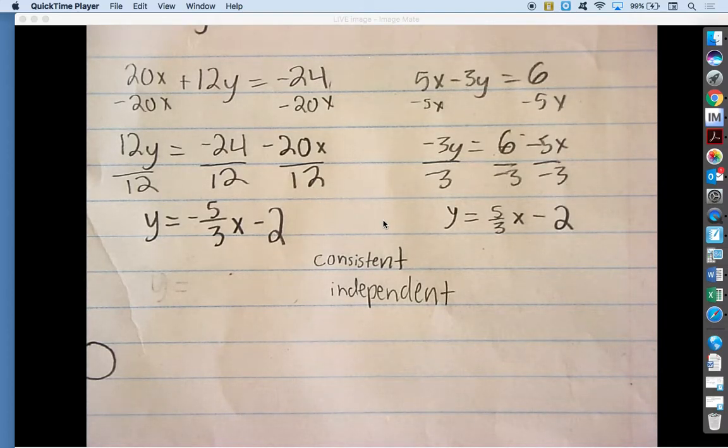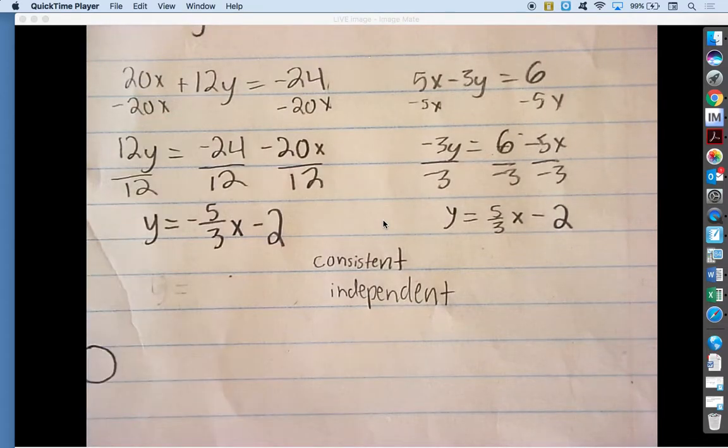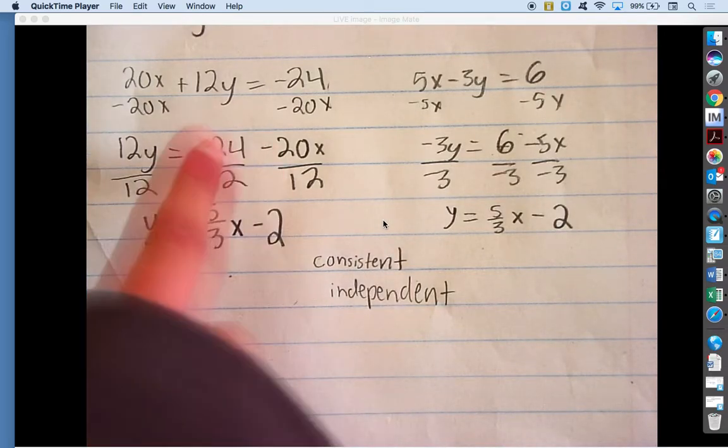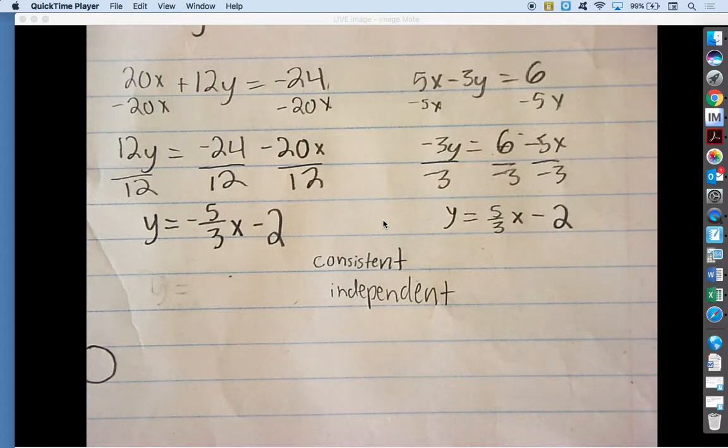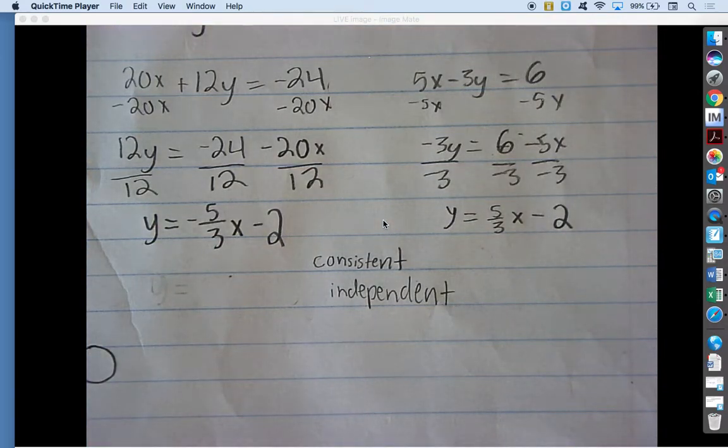So you would subtract 20x from this side of the equation to get y by itself. And then after you subtract 20x, you would divide by 12 to get y by itself, and you get y equals negative 5 over 3x minus 2.